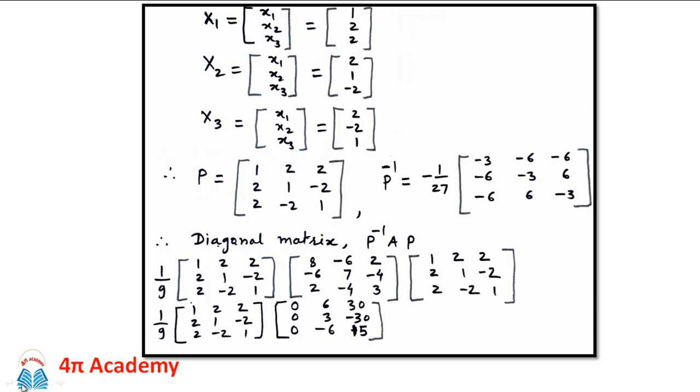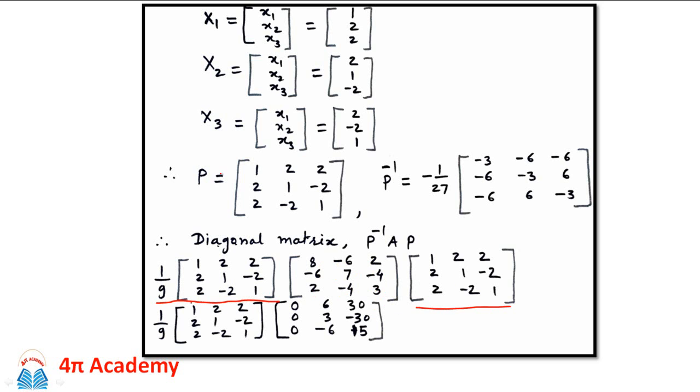So this is my P inverse, which is 1 by 9 into 1, 2, 2, 2, 1, minus 2, 2, minus 2, 1. Then this is my original matrix A, which is 8, minus 6, 2, minus 6, 7, minus 4, 2, minus 4, 3, which I need to diagonalize, and this is my modal matrix P.